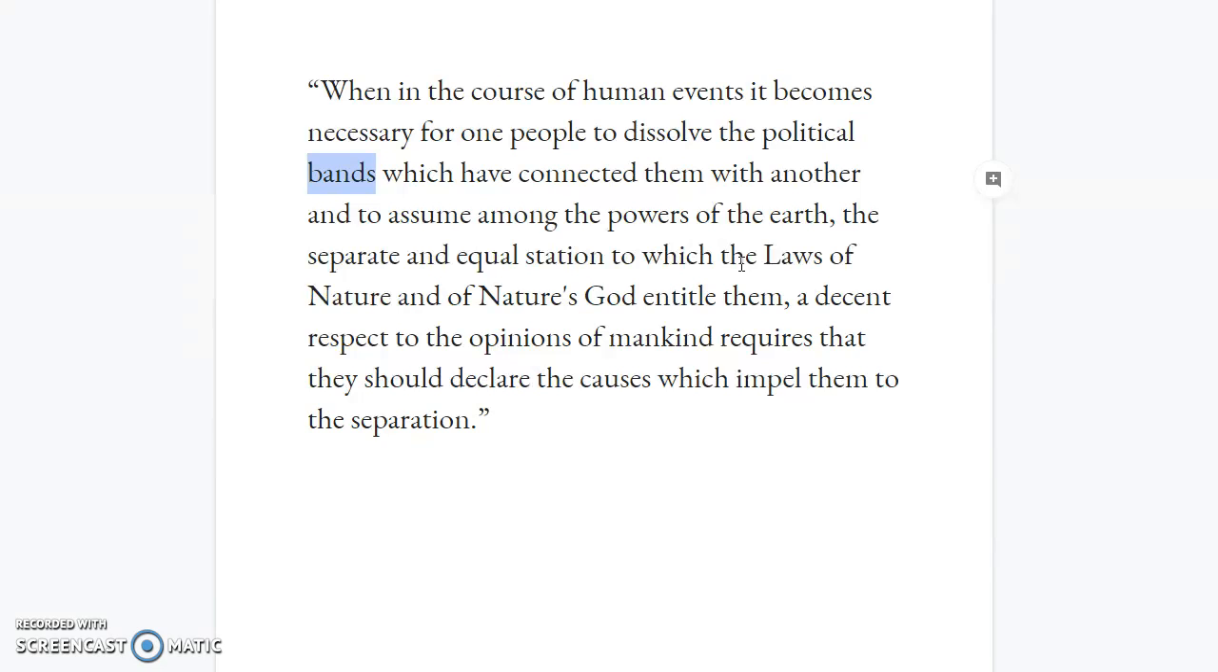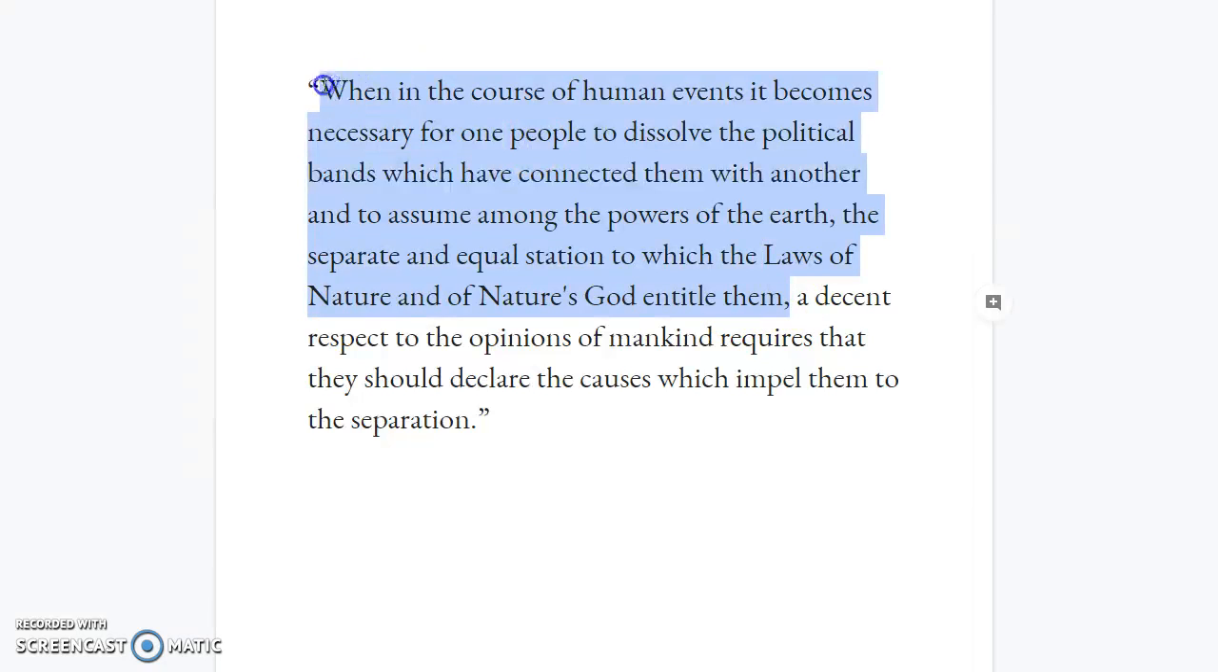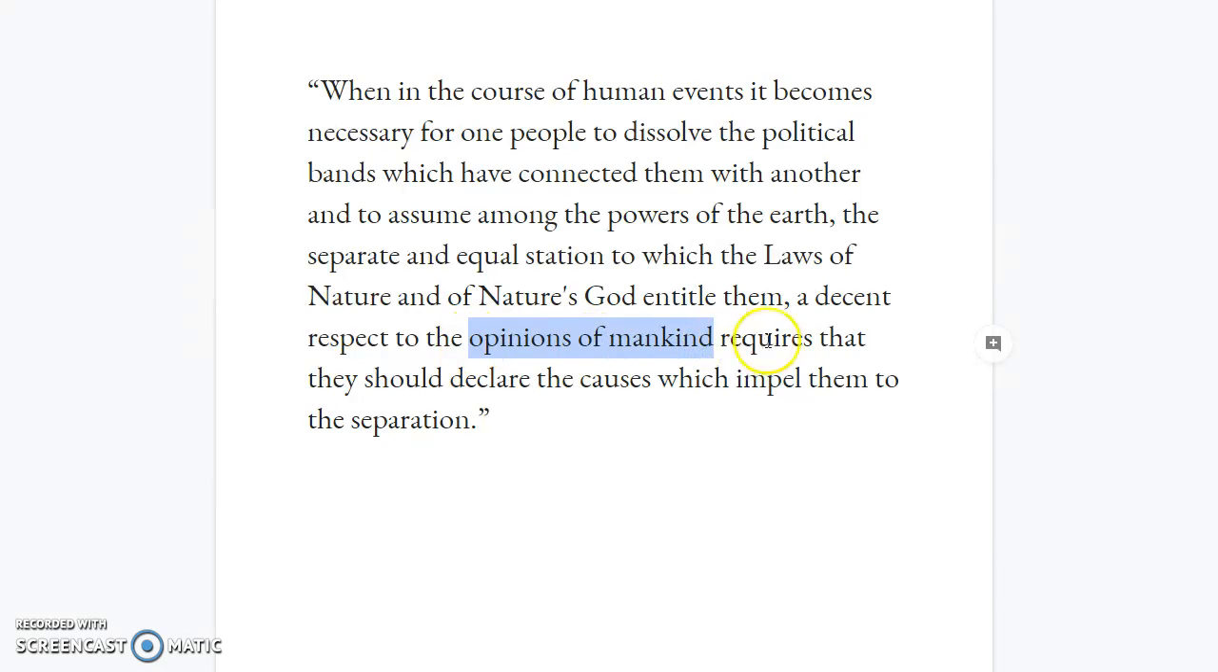You're no longer a colony. You're not subservient. You're separate from that group and you're equal to the group. So let's look at what you have up to here. It basically says when one group wants to separate from another group and declare themselves equal, a decent respect to the opinions of mankind requires, what are the opinions of mankind? That means it's just like popular opinion, what people in general think. If you respect the opinions of mankind, it means you have respect for just general people's opinions. And if you have that respect, it requires that you should declare the causes. What does that mean? To explain why you need to separate, declare the cause which impel them to separation.